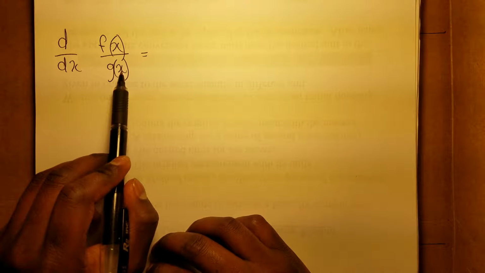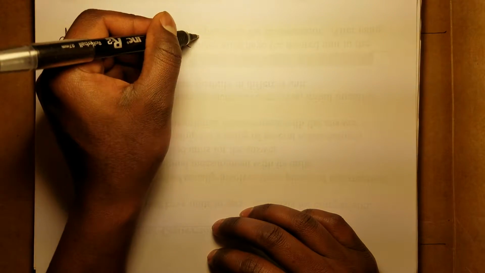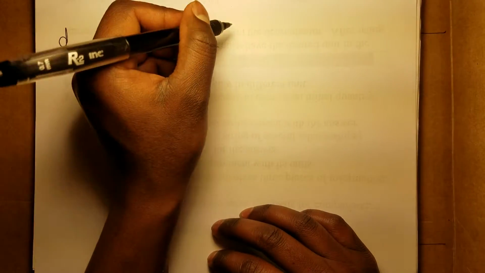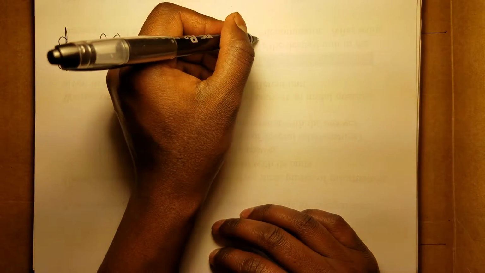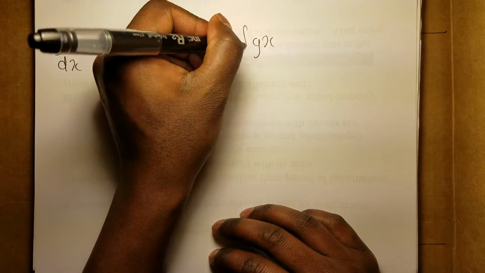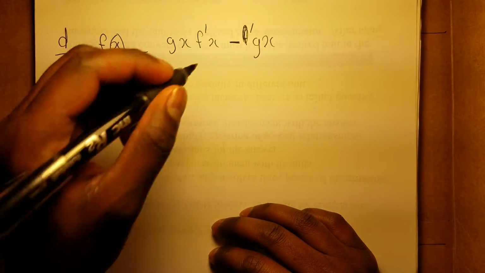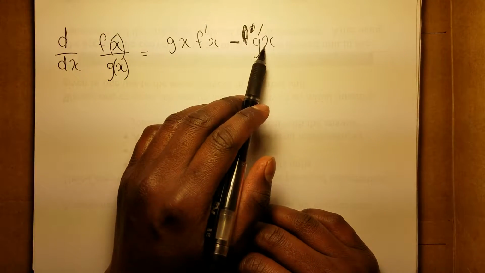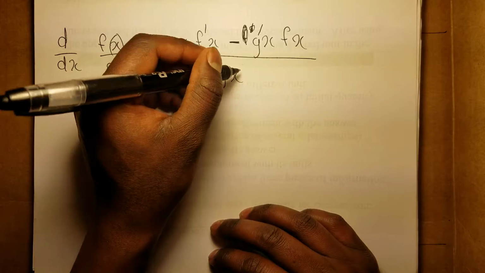g of x, right? So the quotient rule states that you take the bottom function, g of x, multiplied by the derivative of the top function, and then you put minus, now this is important, not addition, minus the derivative of the bottom function, g prime of x, times the top function, all over the bottom function squared.